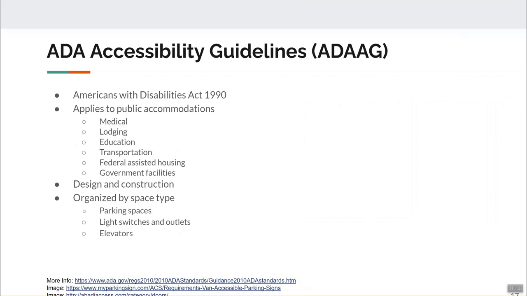The guidelines for physical environments are the ADAAG guidelines. And this started with the Americans with Disabilities Act in 1990. It applies to the design and construction of public accommodations like medical facilities, lodging, education, transportation, federal assisted housing, and government facilities. Unlike the Web Content Accessibility Guidelines, which are divided out by how we might use something, like our senses, ADAAG is organized by space type.